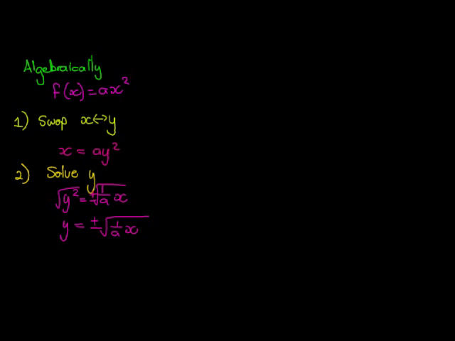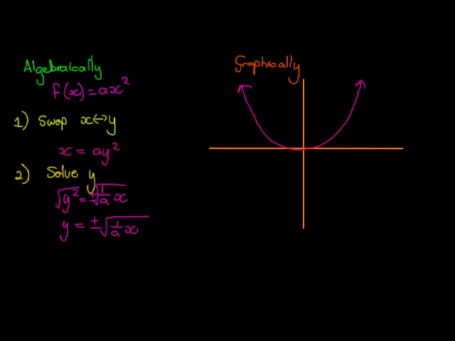So what does that look like graphically? Well, first of all, the parabola would have looked like this. And to find the inverse, we reflect it in the line y is equal to x. So there's the line y is equal to x, and the inverse would be reflecting in that line. So first of all, we're going to reflect this leg.